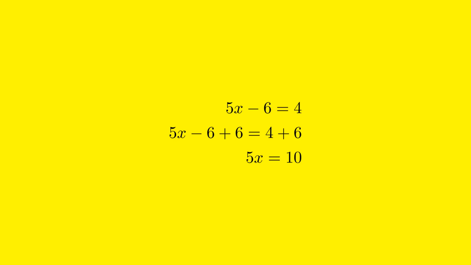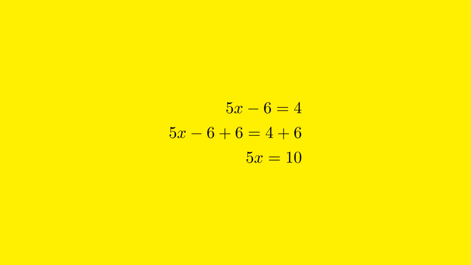To do this, we need to add 6 to both sides of the equation because adding 6 is the opposite of subtracting 6. This operation will cancel out the minus 6 on the left side. So, add 6 to both sides of the equation. The equation now looks like this: 5x minus 6 plus 6 on the left side and 4 plus 6 on the right side.